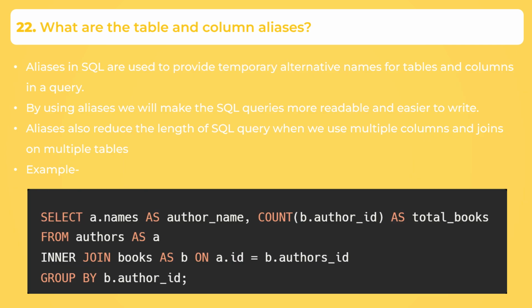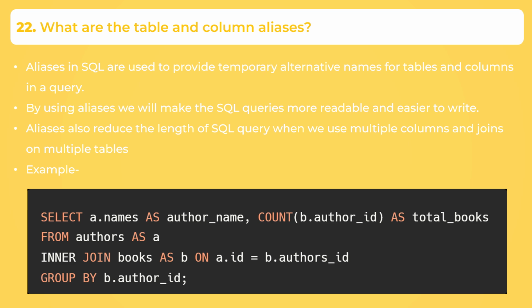Next is, what are table and column aliases? Aliases in SQL are used to provide temporary alternative names for tables and columns in a query. By using aliases, we make the query more readable and easier to write. Aliases also reduce the length of the SQL query when we use multiple columns and joins on multiple tables. Take an example of a query with aliases.